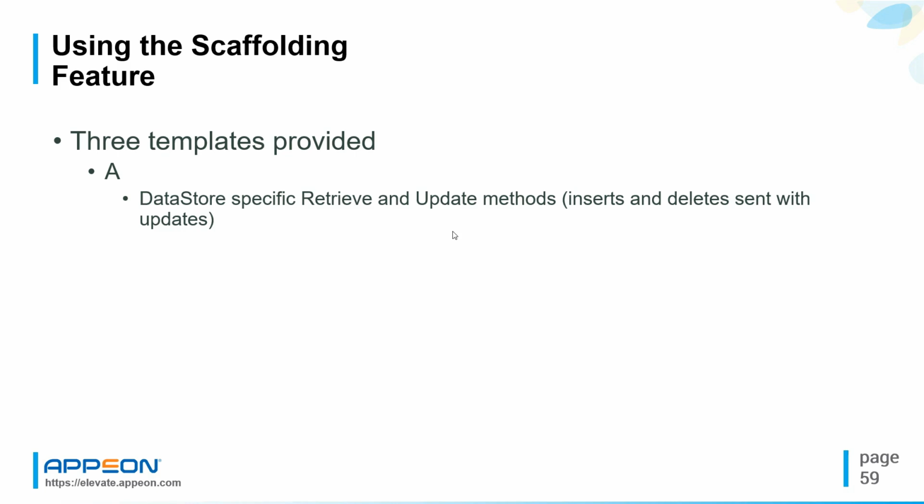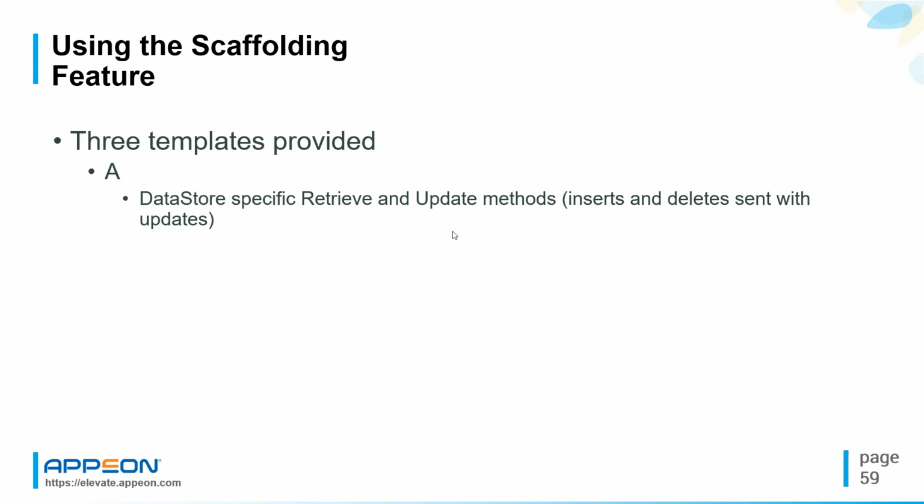As I mentioned, if you're using PowerBuilder as a client, we really don't need the separate add and delete methods, because we can send the updates, the adds and deletes with the update method, because we're going to be passing back metadata with the update that can tell the service to do adds and deletes on those rows. So that's template A, just the retrieve and update methods.